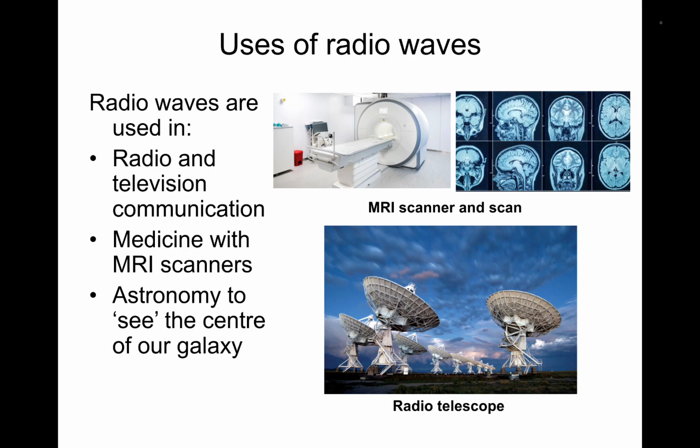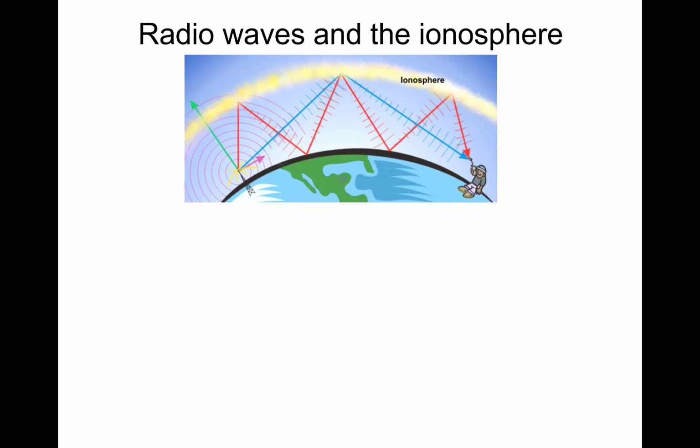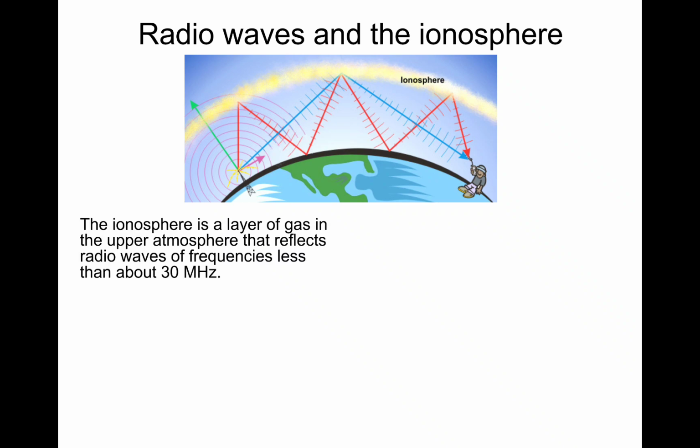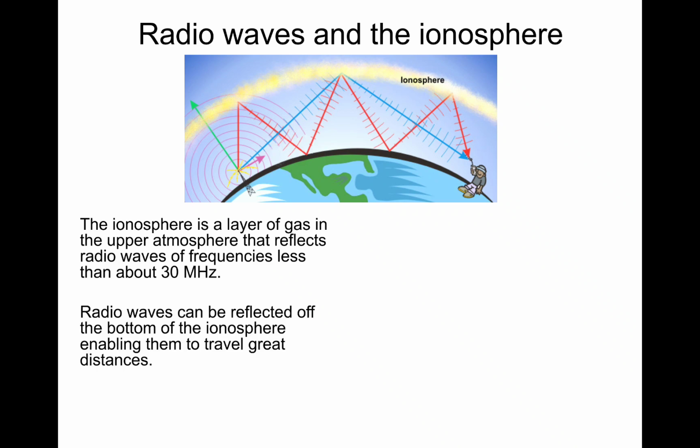Okay, let's move on. So this is quite interesting, radio waves and the ionosphere. The ionosphere is a layer of gas in the upper atmosphere that reflects radio waves of frequencies less than about 30 megahertz or 30 million hertz. So this is the way that radio waves can travel around the Earth, so that you can hear radio stations from other countries that are very far away. So radio waves can be reflected off the bottom of the ionosphere, enabling them to travel great distances.